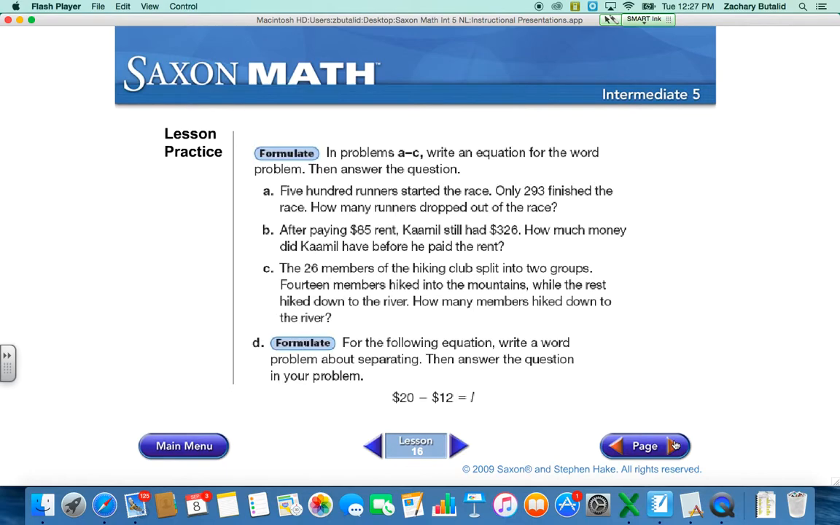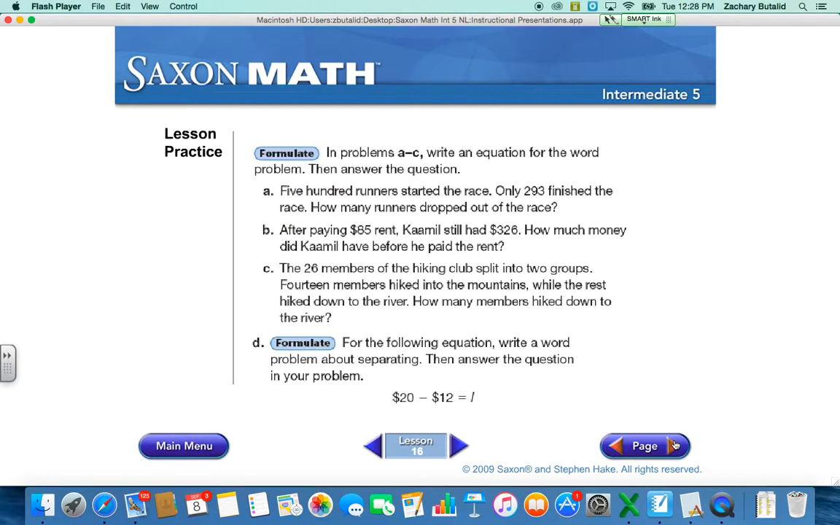Okay, and here is your lesson practice for the day. In problems A through C, you're going to write an equation for the word problem. We've done this in class, where you're going to take the 500 runners started the race and only 293 finished the race. How many runners dropped out of the race? So underline what they're asking you, and we're going to be looking for you to write the equation. That's what we're looking for on A, B, and C. Okay, and on D, there is an equation, and we want you to write a word problem about separating, then answer the question in the problem. So you're going to find that answer.